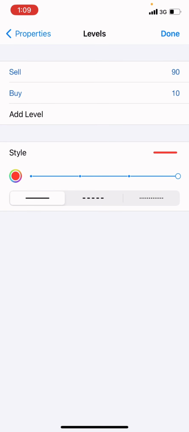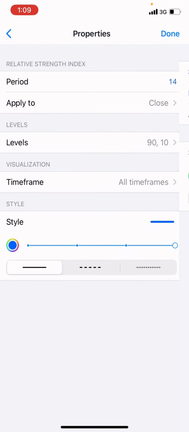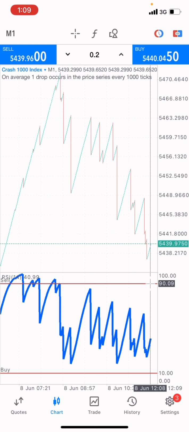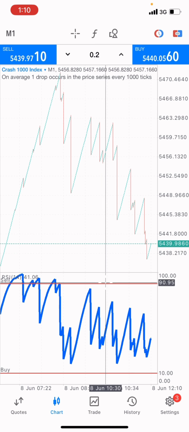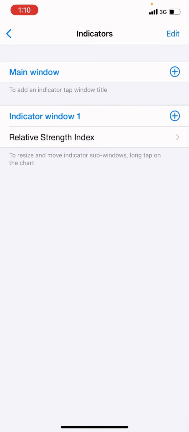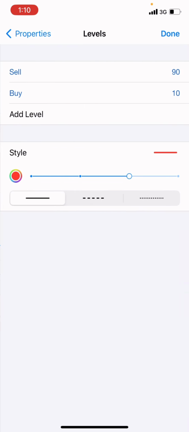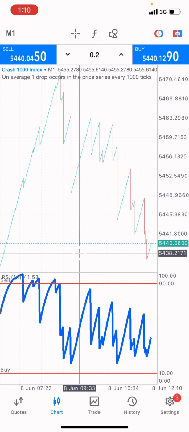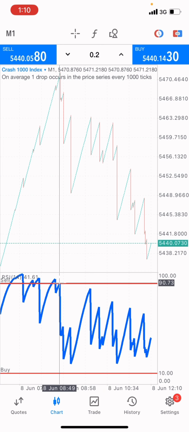So I just put here the color is going to be red, then the style is going to be 4 pixels, the color is going to be blue. Click on done at this point right here. All right, now the relative strength index, color for the style red, pixels 4, then you click on done at this point.